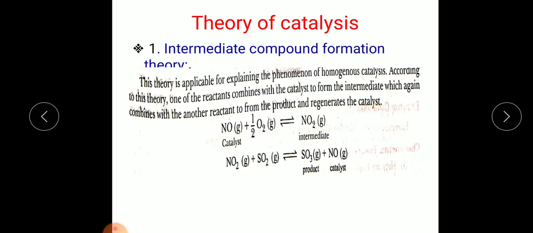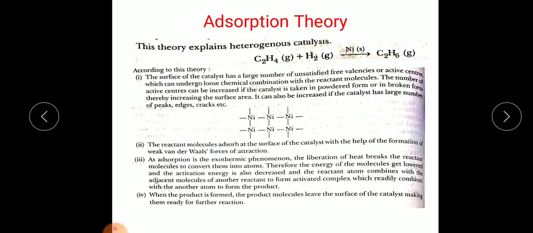So in intermediate compound formation, what will happen? The catalyst will react with one of the reactants, and it will form an intermediate. Now the intermediate combines with another reactant to form the product and regenerate the catalyst. So this is the intermediate compound formation theory.